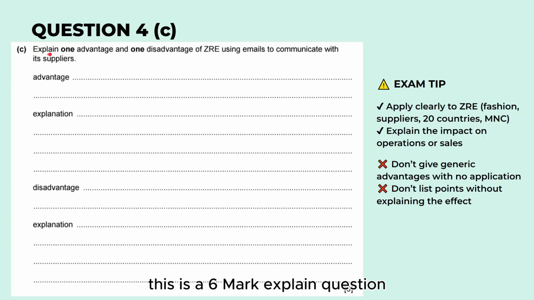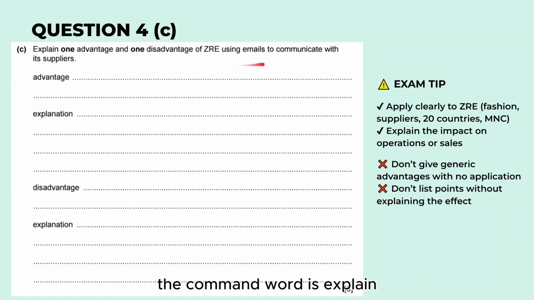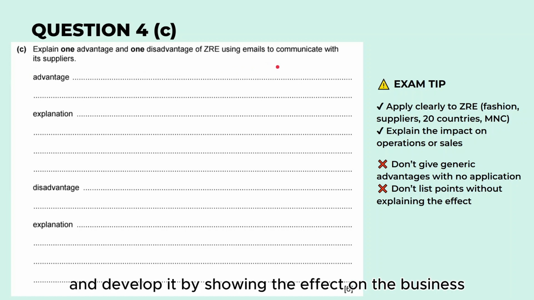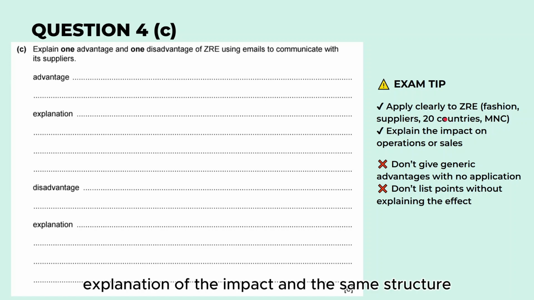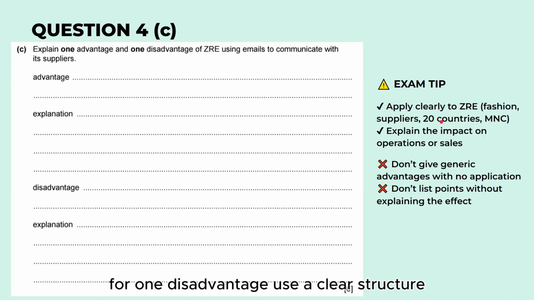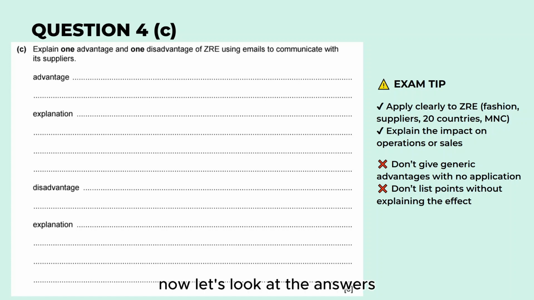This is a 6-mark explain question, so it mainly tests AO2 application and AO3 analysis. The command word is explain, which means you must give a point and develop it by showing the effect on the business. For full marks, you need 1 advantage, identify clearly. Application to ZRE, you can use fashion clothing, suppliers, MNC, 20 countries, explanation of the impact, and the same structure for 1 disadvantage. Use a clear structure: advantage, explanation, then disadvantage, explanation. Now let's look at the answers.